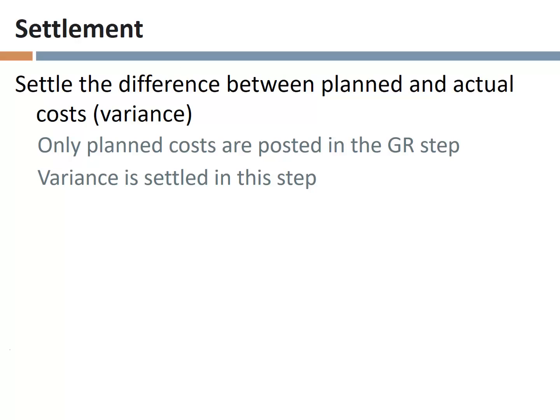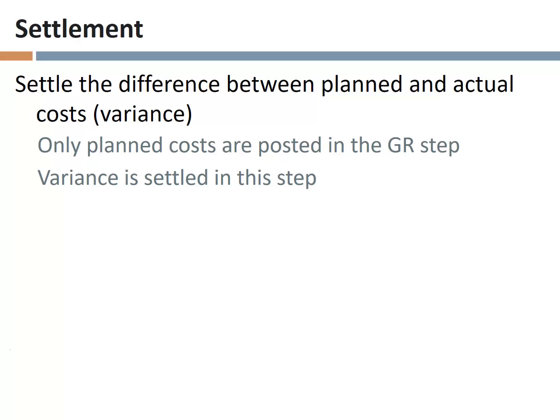Okay, so settlement. The difference between our planned and our actual costs, the variance here. As we said a moment ago, only planned costs are posted in the goods receipt step. So when the materials were sent back to the warehouse and they received it, that posting was done based on our planned costs. Now we have to settle the variance. And the whole idea here, and this goes back to the question that was asked before, is we want to keep track of this variance.